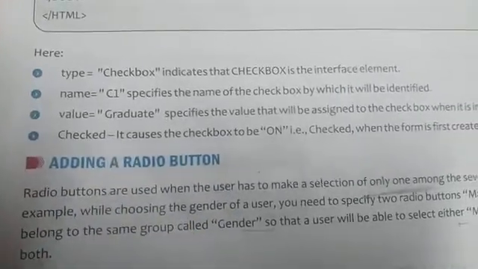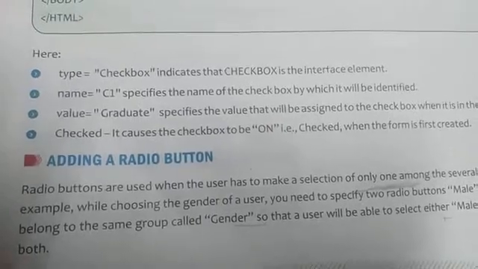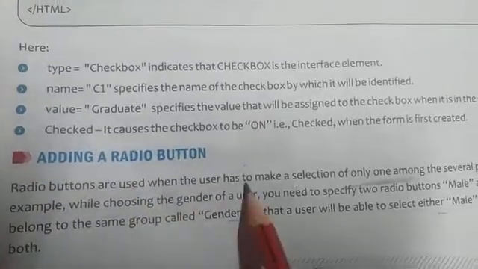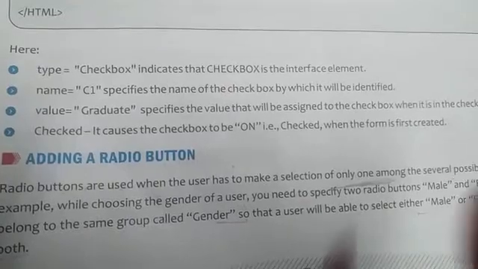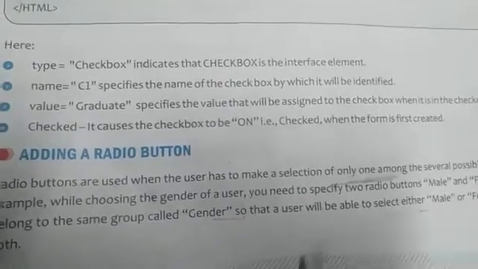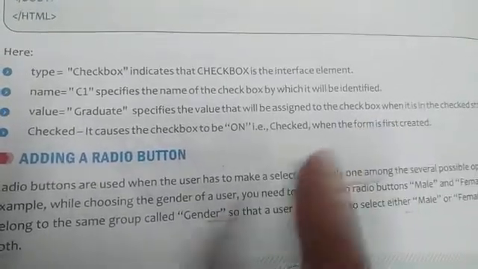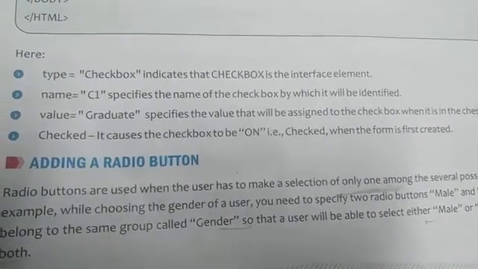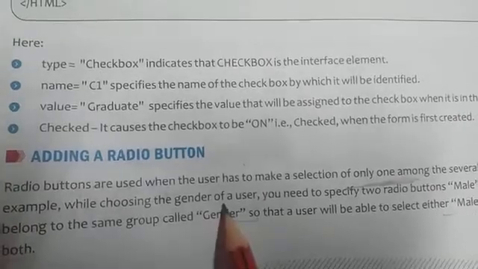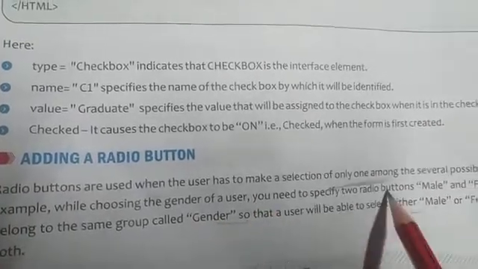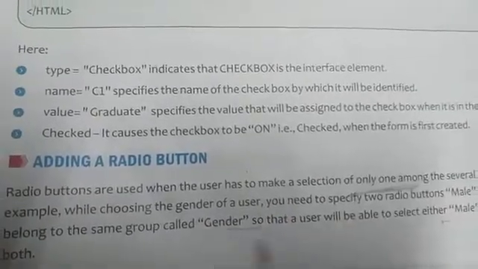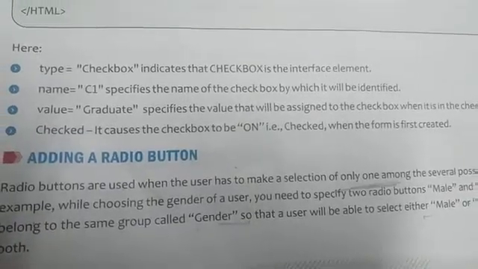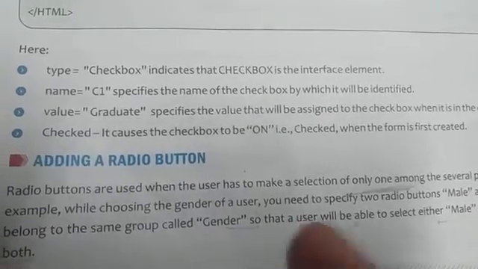Yes, so after this we have how to add a radio button. Firstly we will discuss what a radio button is. Radio buttons are used when the user has to make a selection of only one among several possible options. Means only one value we have to select from all the values. For example, while choosing the gender of a user, you need to specify two radio buttons, male and female, but we have to select only one gender. Yes, male or female.